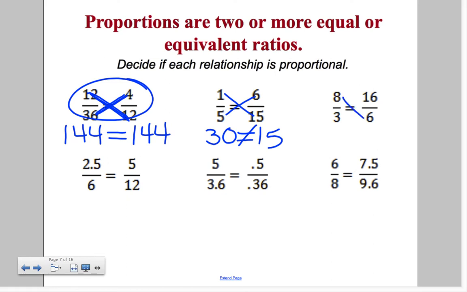So 8 times 6 is 48, and 16 times 3 is 48. So is that equal? Yes, it is, which means 8/3 and 16/6 are equivalent fractions. Do you want us to circle the problem, or do you want us just to leave it? Leave it equal or not equal.